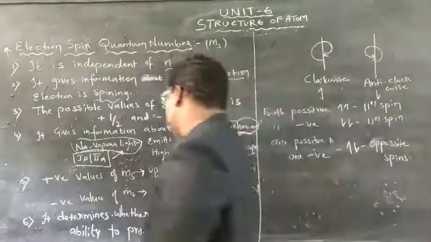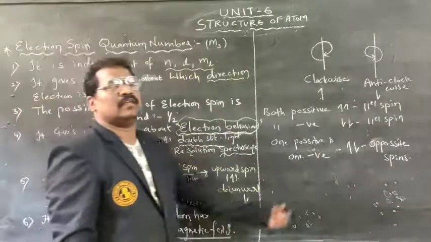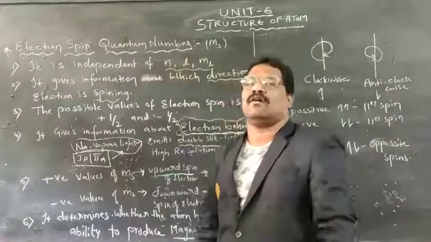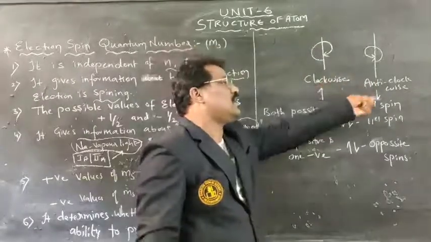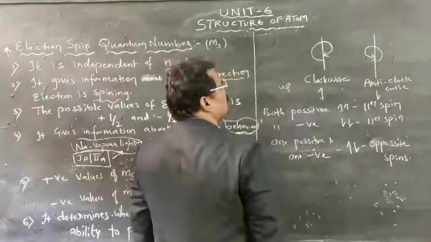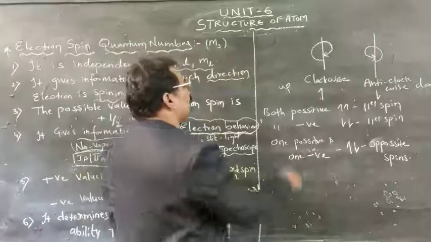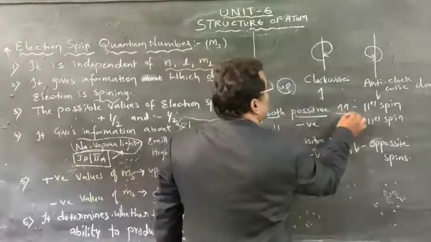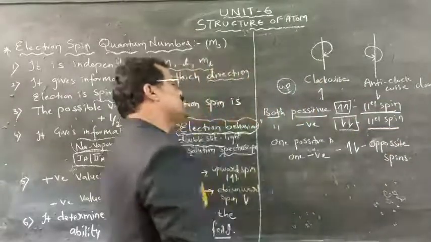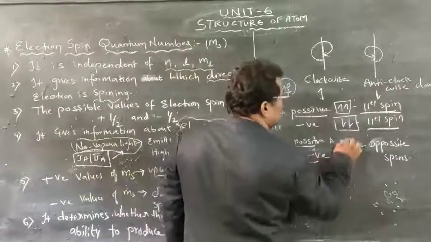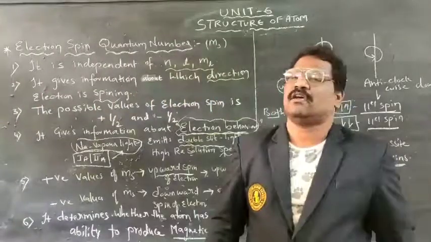Not only that, it determines whether an atom has the ability to produce a magnetic field or not. Whether there is an ability to produce a magnetic field or not can also be determined by the electron spin quantum number. I have taken two spins, one is clockwise spin, the other is anti-clockwise spin. If I consider clockwise spin as upward spin, anti-clockwise is downward spin, so they can exist in opposite directions, vice versa. If both are positive, only upspin is existing, then it is called parallel spin. If both are downward spin, it is also called parallel spin. If one is positive and one is negative, it is called opposite spin. This is the total concept about the spin quantum number.